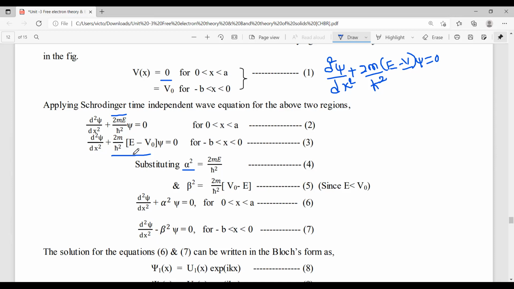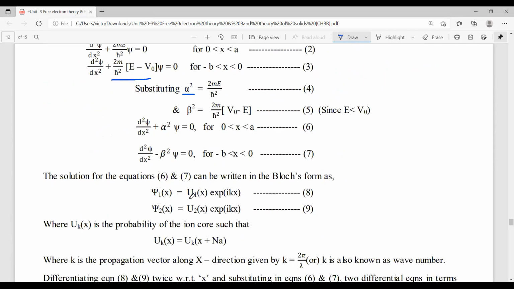So for balancing this equation, we just put minus here, because actually in beta square we have to take V naught minus E. For the balancing purpose, here we use minus beta square. So these are the new expressions for the regions 0 to A and minus B to 0. Simply, this 0 to A is also called the bounded region or potential well region, and it looks like a particle in a box also.